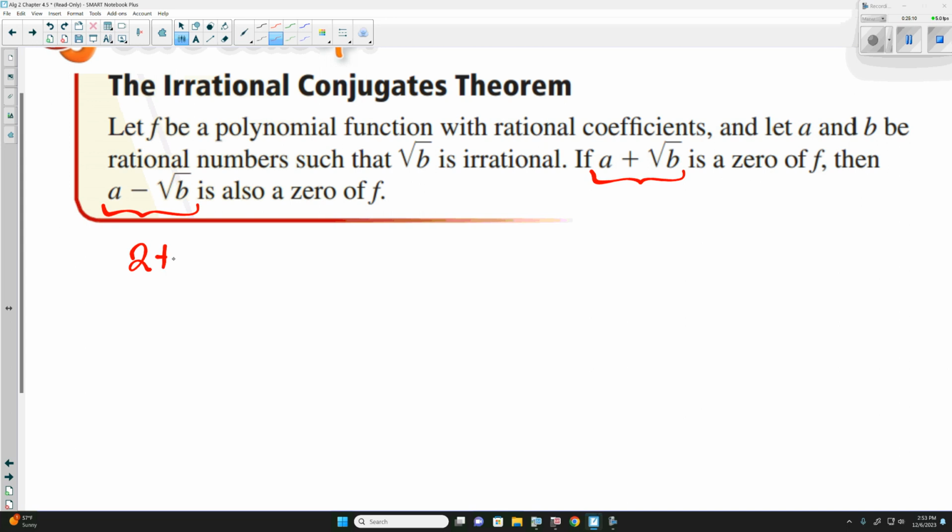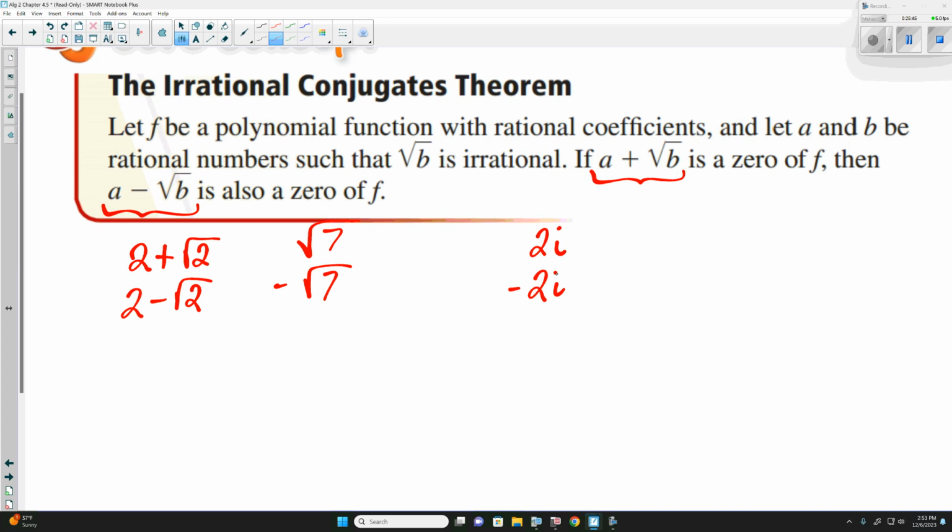So if 2 plus the square root of 2 is a solution, 2 minus the square root of 2 is a solution. They always come in pairs. Also means that if the square root of 7 is a solution, negative square root of 7 is a solution. If we have one, we have to have the other. This is the same as with complex numbers. If I have 2i as a solution, negative 2i is also a solution.